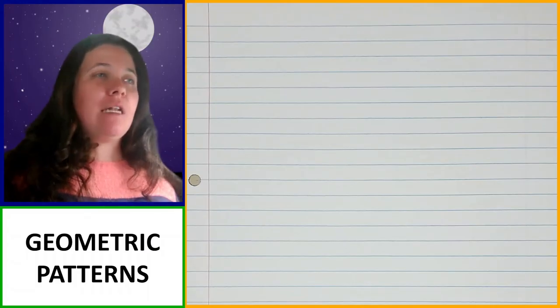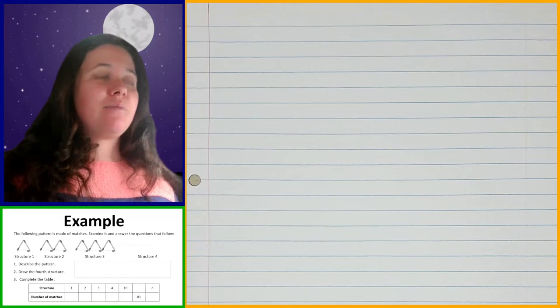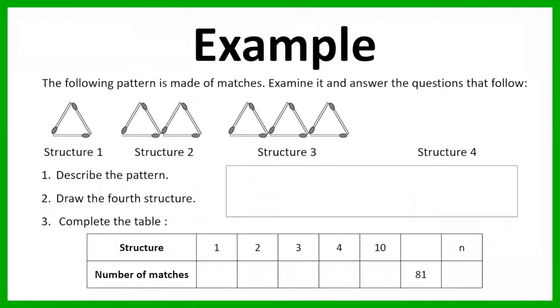Okay, let's have a look at our first example for today. So in this example, we have got a pattern that is made up of matches that have been built up into triangles. You can see over here we've got structure one. It has one triangle made of three matches. Then we've got structure two, which has two triangles, each of them made of three matches. Structure three has three triangles, each made of three matches. And then we're going to have space to put in structure four.